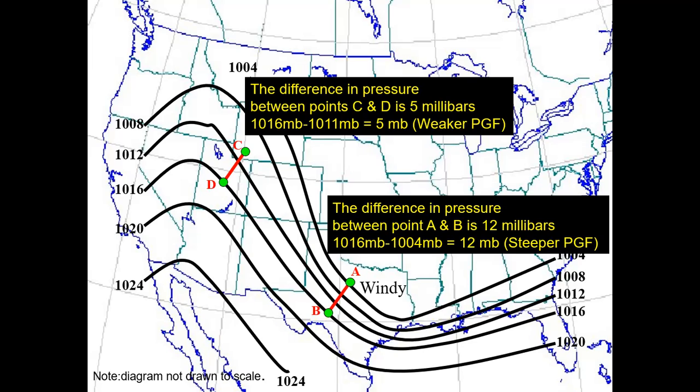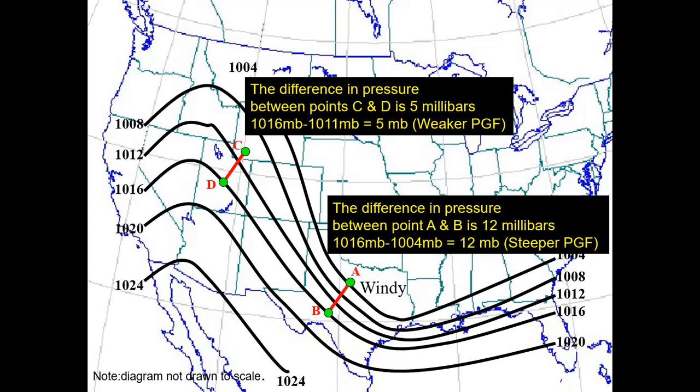So the spacing of these black solid lines, known as isobars, these lines of equal barometric pressure, the closer they are packed together, the stronger the change in pressure over a shorter distance, and that gives me a steeper or stronger pressure gradient force. If the black lines are spaced further apart, that gives me a weaker pressure gradient force. And as a result of the spacing of these lines, that equates to what kind of winds we feel here where we live on the ground.